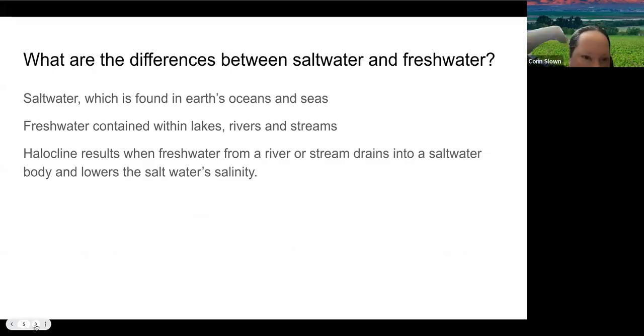Interestingly enough, salt water, which is found in the Earth's oceans and seas, is the predominant amount of water that is here on Earth. Fresh water that's contained within lakes, rivers, and streams is actually present in a much smaller amount. And then a halocline is what results when fresh water from a river or a stream drains into a saltwater body and lowers the saltwater salinity.